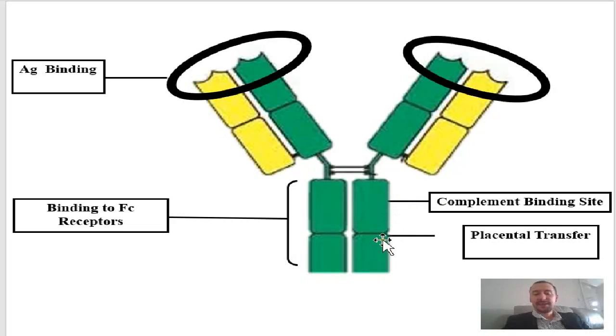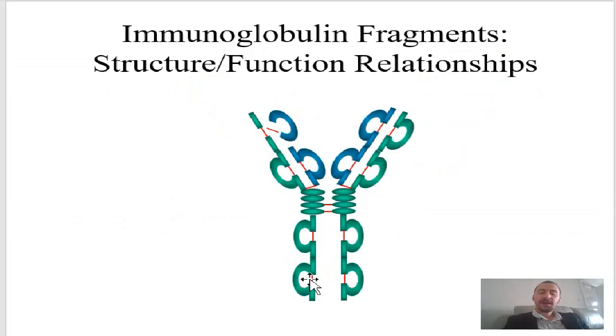Another function of the Fc portion of the antibody is for placental transfer. Okay, so when a woman is pregnant and they need immunity to be conferred to the fetus, the antibodies produced by the mother will arrive at the placenta, and its Fc portion will bind to the Fc receptor of the placenta, and that will enable it to move or transfer across the placenta. Okay, conferring short-term immunity to the fetus. Okay, so that's an overview of the structure-function relationships in immunoglobulin.